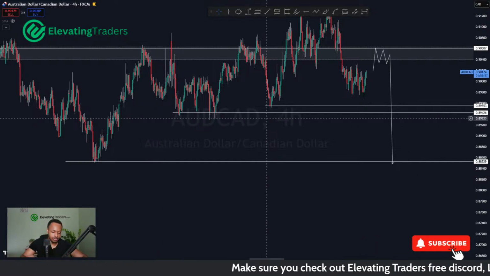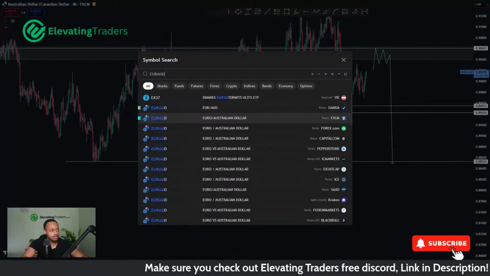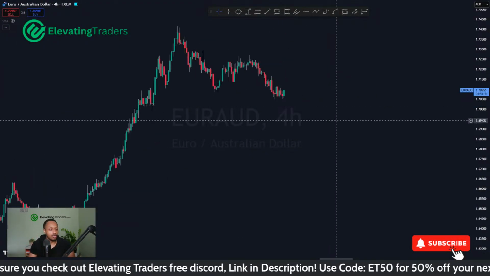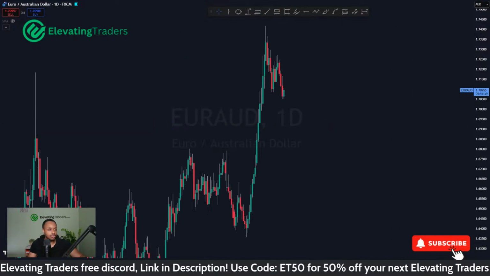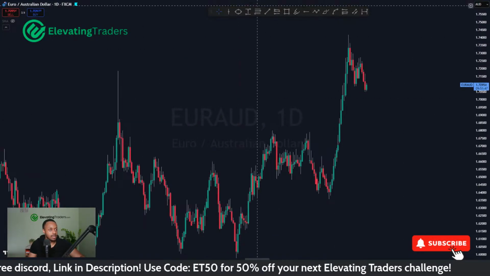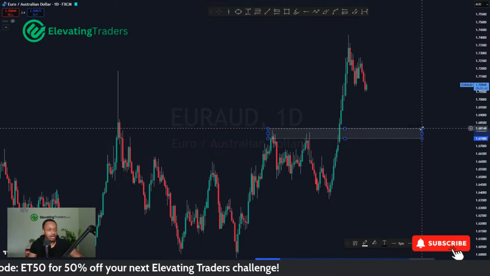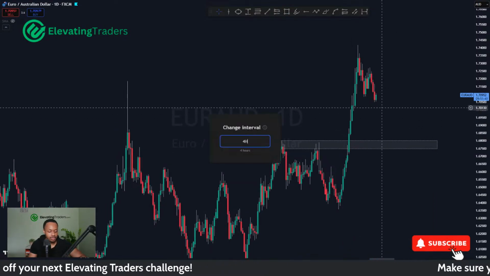Taking a look at some of the crosses, I think these guys had a bit of retracement, but they've found a bit of support. So Euro Aussie, I still do expect a lot more downside for Euro Aussie as well. I might keep an eye out for some sells if it looks good. At the moment, not really interested in this pair, but I'll keep an eye.